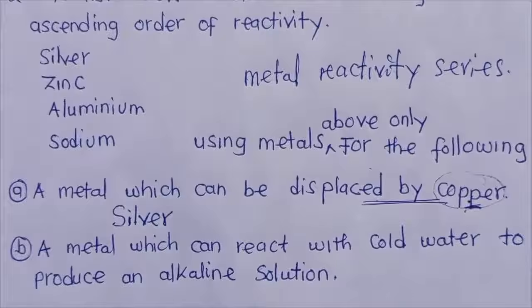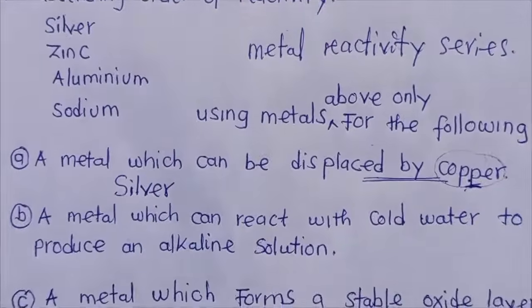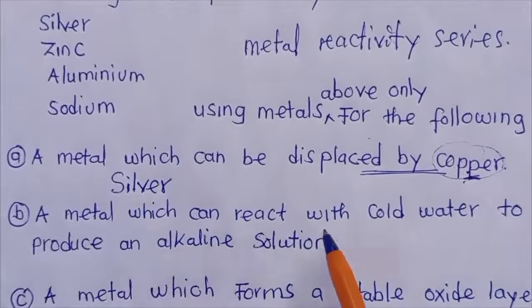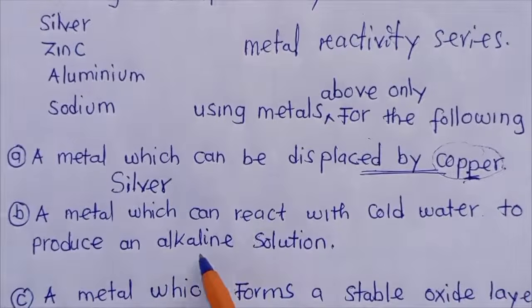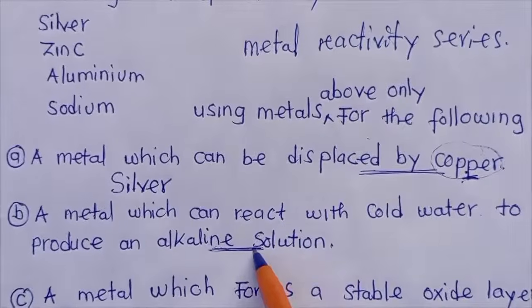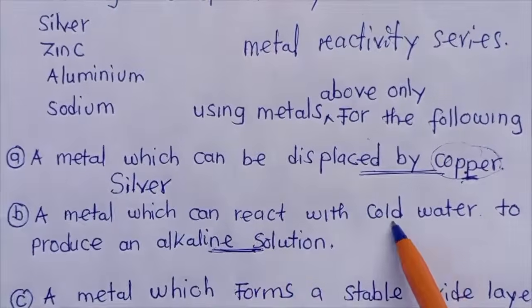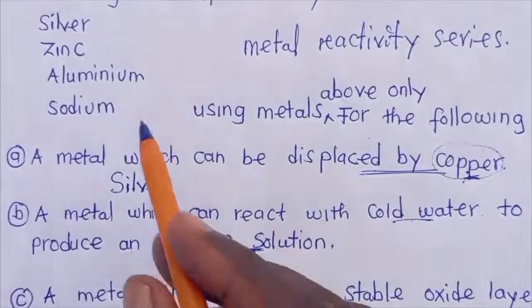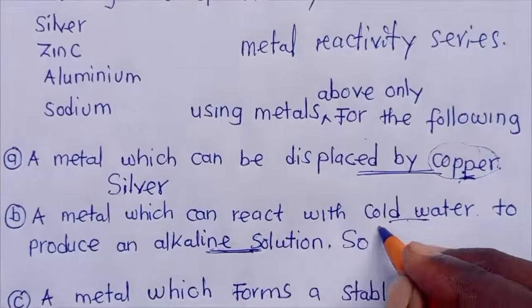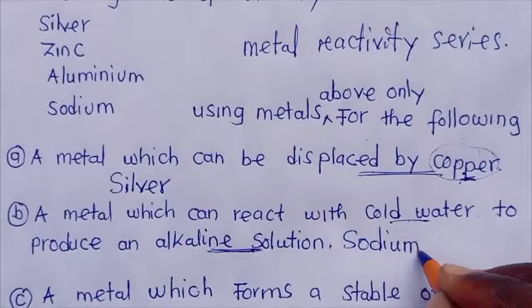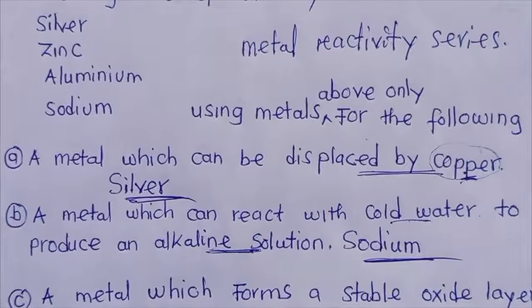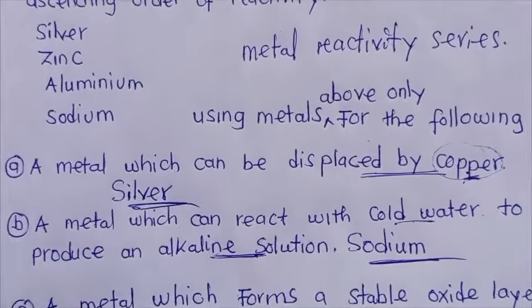We move now to this next one. This is B. How is B saying? B is saying a metal which can react with cold water to produce an alkaline solution. So a metal that is going to react with cold water. In this case, which metal is going to react with cold water to produce an alkaline solution? It is the sodium that is there. So you just write sodium. Here they just want you to name. So 2 is sodium. The first one is silver. So this is how we are answering these questions together.